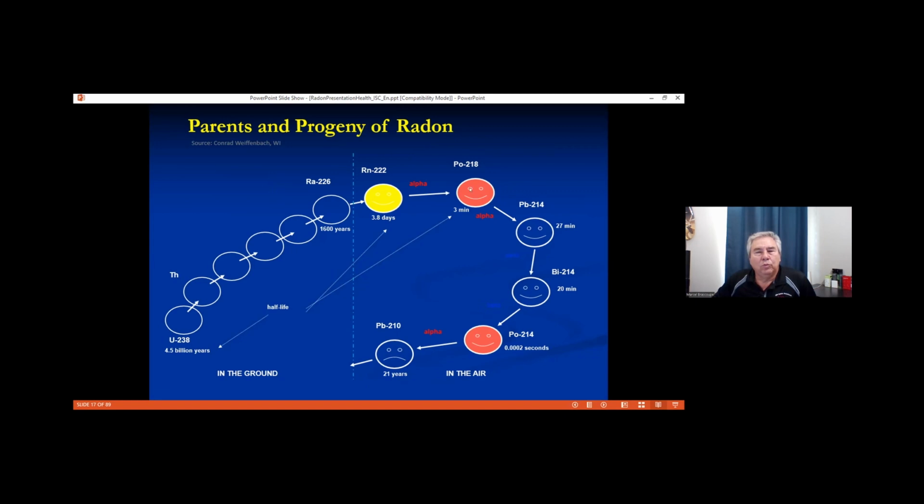Whatever comes after radon, we could call the children of radon, the progeny of radon, or radon decay products, because radon decays and creates new products, new elements. So anything that comes after radon, which are metals, are called radon decay products. Sometimes I'll use the acronym RDP.